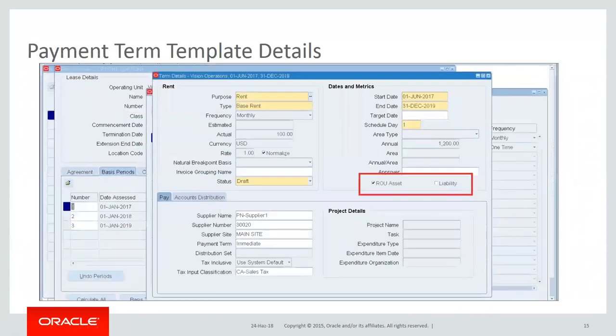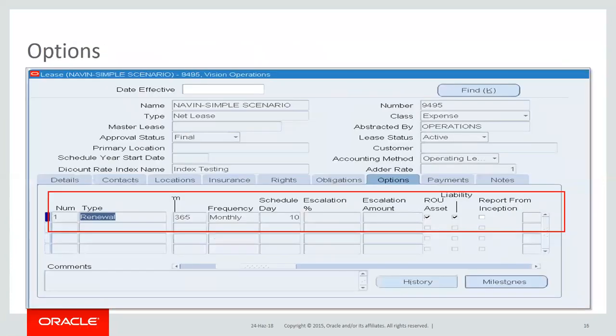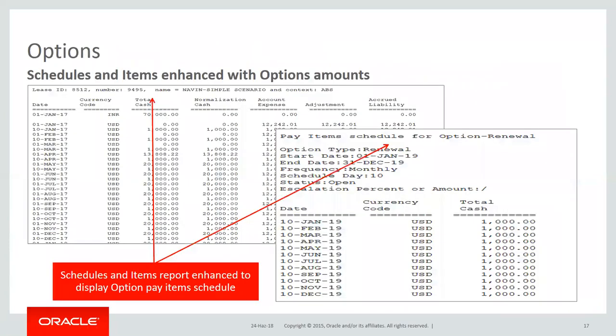And we added the checkboxes on term templates also. What this does is, when you select a term template, all these attributes are automatically defaulted onto your payment term. Similarly, this is the enhancement that we did to the options. Now you can define multiple options, and you can also manipulate how you want them to be in your scenarios. And the schedules and items, which was showing mere cash flows, has now been enhanced to show the impact of adding options as well.